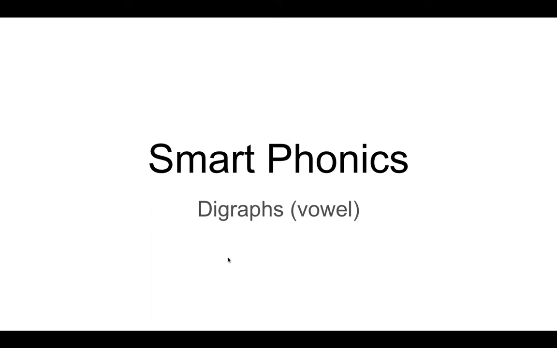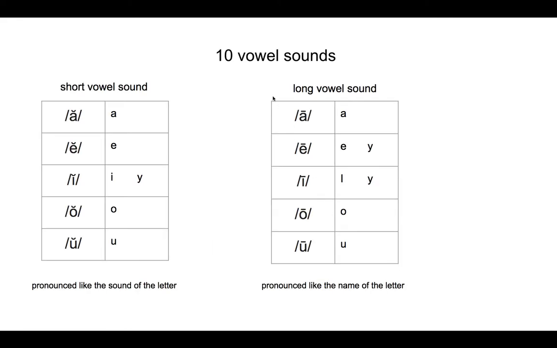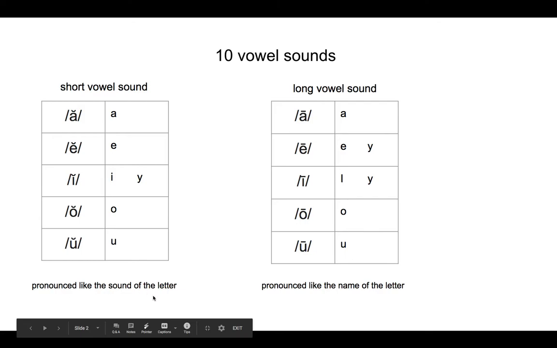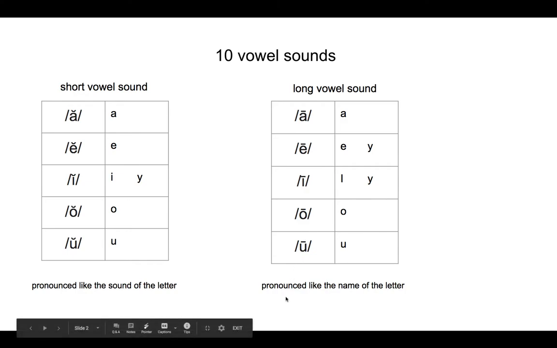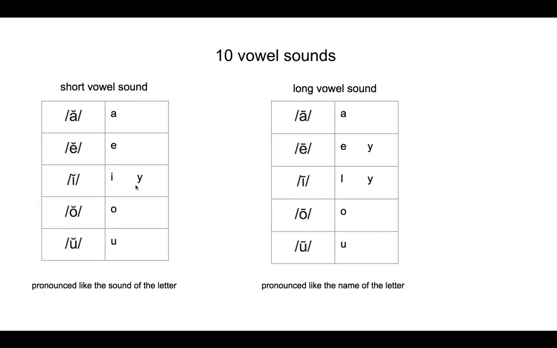Smart Phonics. Today we are going to discuss digraphs, and especially the vowel digraphs. We know the 10 vowel sounds, 5 short and 5 long vowel sounds. A, E, I, O, U are the short vowel sounds that are pronounced like the sound of the letter. A, E, I, O, U are the long vowel sounds that are pronounced like the name of the letter. And we also know that Y is sometimes a vowel and it sounds like short I, long E or long I.